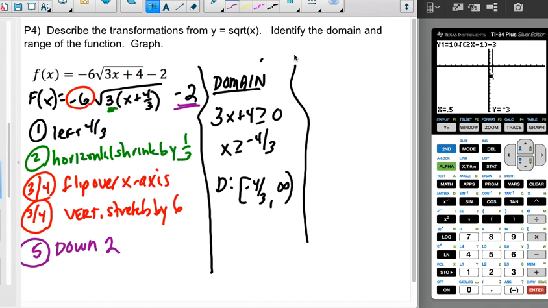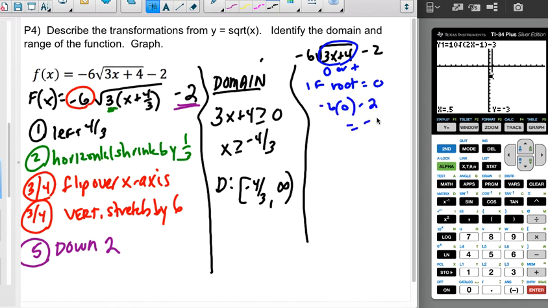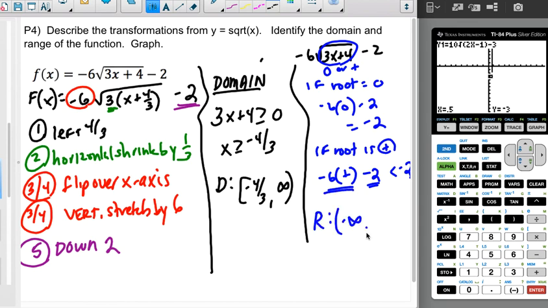And then the range, again, is about the logic. So this is a -6 times a square root minus a 2. So this root right here is either 0 or positive, right? So if the root is 0, then I get -6 times 0 minus a 2, meaning I get a -2. If the root is positive, then I get -6 times some positive number minus a 2. Well, that has to be less than -2, because I have a -2 and it's getting more negative. So that means that my range has to be from -infinity to -2, because -2 is the highest numerical value, okay?